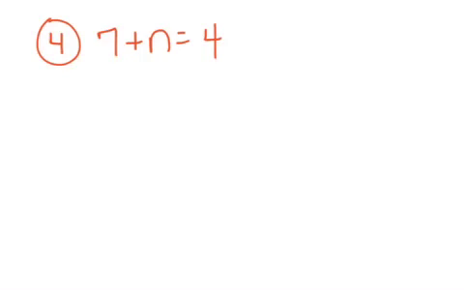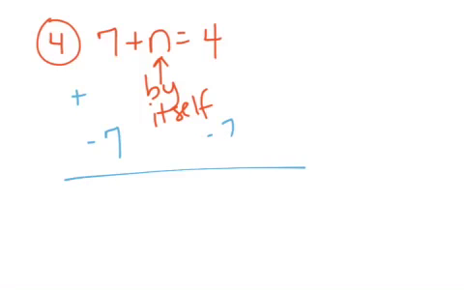one of the things that you know to do is you've got to always get your variable by itself. So the inverse operation here would be to add a negative 7 to both sides, makes it cancel, so n would equal negative 3.